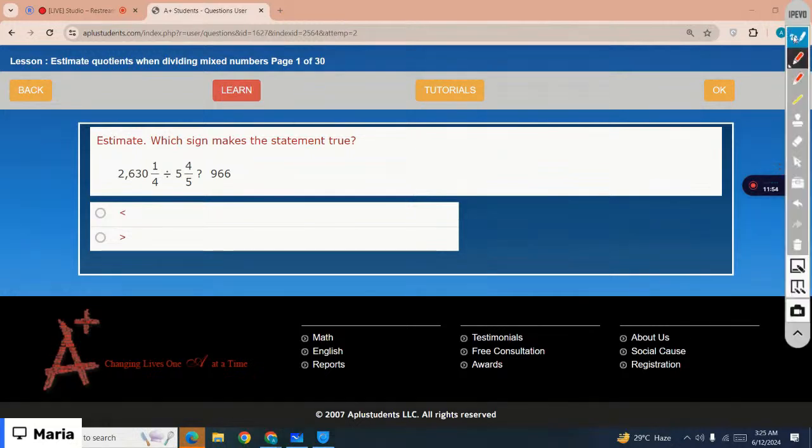So now both the numbers, divisor and dividend, are mixed numbers here, right? You have to estimate them according to the whole part. Here you have 2630, and here you have 5, right? So you can estimate 2630 to 2500 because 2500 is easily divided by 5, right? So 2500 divided by 5 is 500, and you have to compare it to 966. So 500 is less than 966. Got it? If you have any question, you can ask.